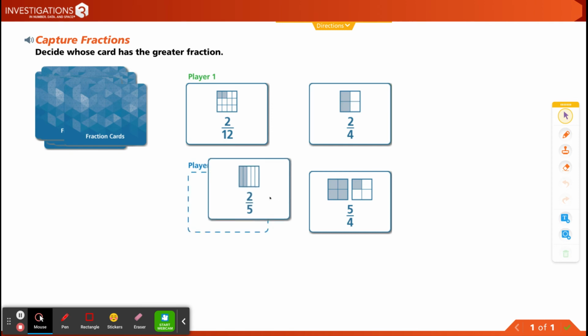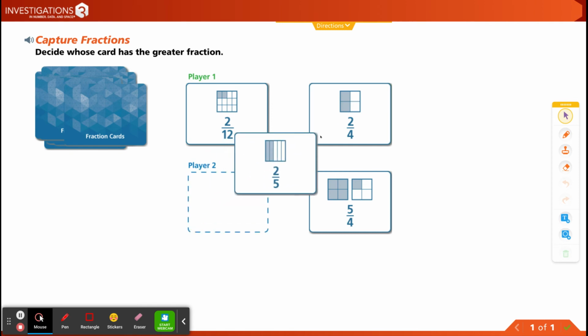Now I need to compare 2/5 and 2/4. So let me move that up there and let's think about those. Well, when I look at 2/4, I automatically think, oh, that's the same as 1/2. So if I had 4 pieces and got 2 of them, I would have gotten 1/2. Now let's think about 2/5 in relation to the benchmark 1/2.